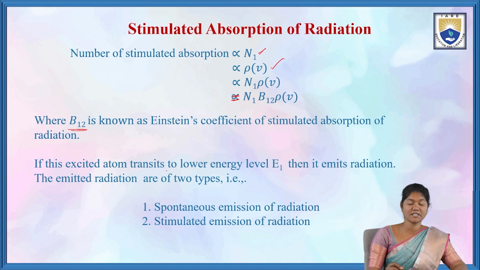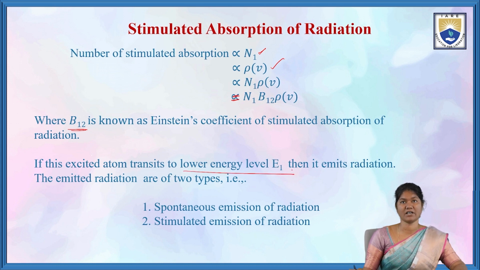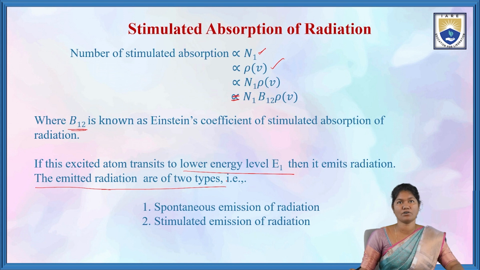If this excited atom transits to the lower energy level E1, then it emits radiation. When it emits radiation, again two processes take place. The emitted radiation is of two types. One is spontaneous emission of radiation and the other is stimulated emission of radiation.